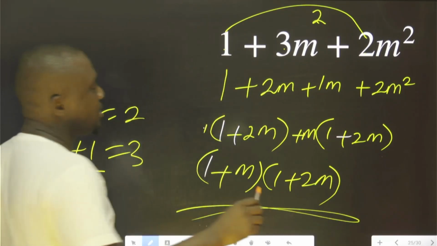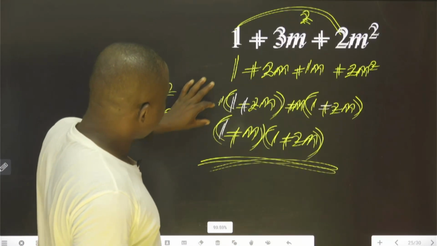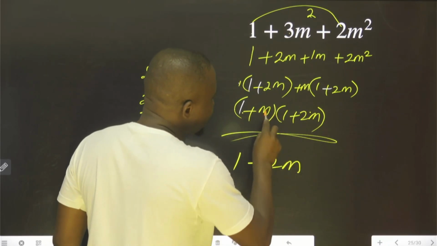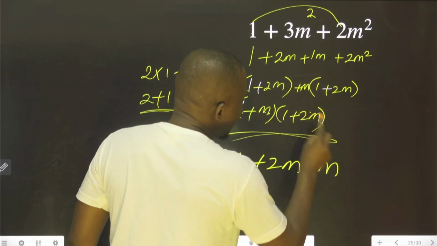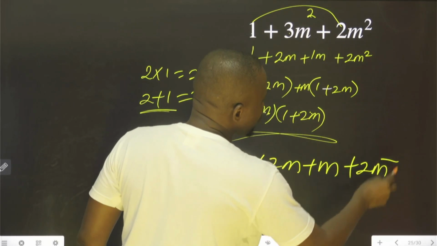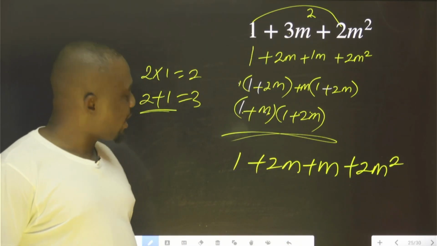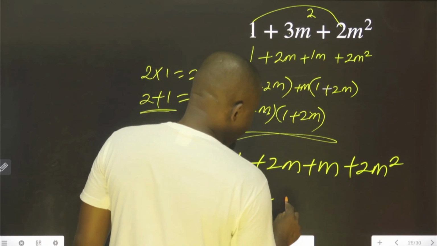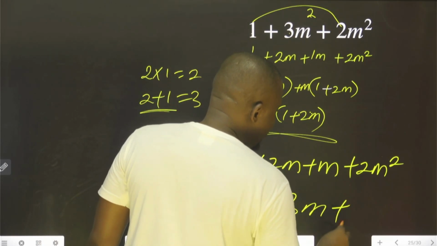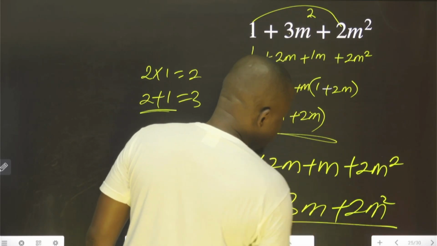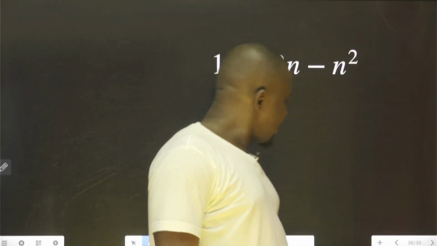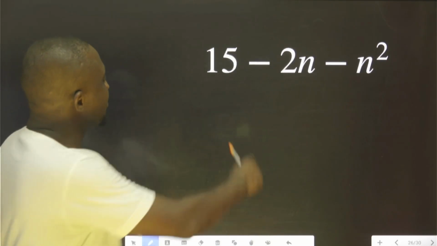This is our answer. If we work out this particular one, this time this is 1, this time this is plus 2m, this time this is plus m, this time this is 2m squared. Okay? With this now, you agree with me that to have 1 plus, this will give us 3m plus 2m squared. The same thing with where we are coming from. Okay? Let's push it. The same thing.